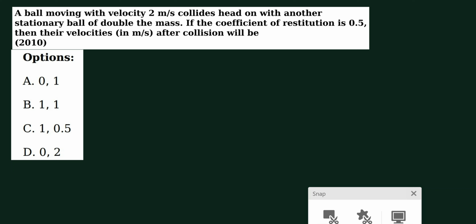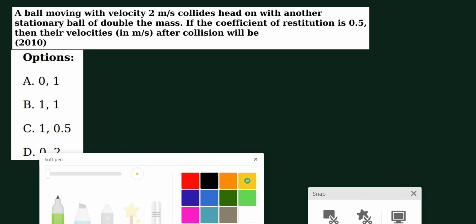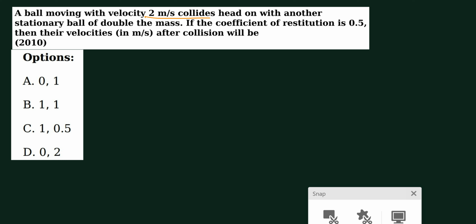A ball moving with velocity 2 meters per second collides head-on with another stationary ball of double the mass. If the coefficient of restitution is 0.5, then what will their velocities be after the collision?